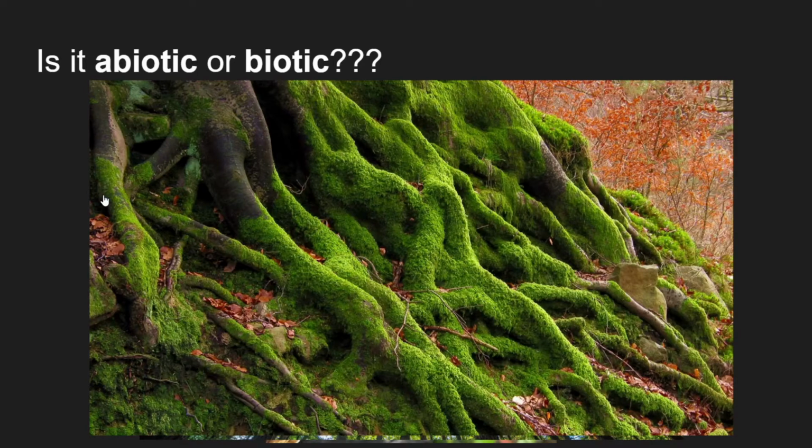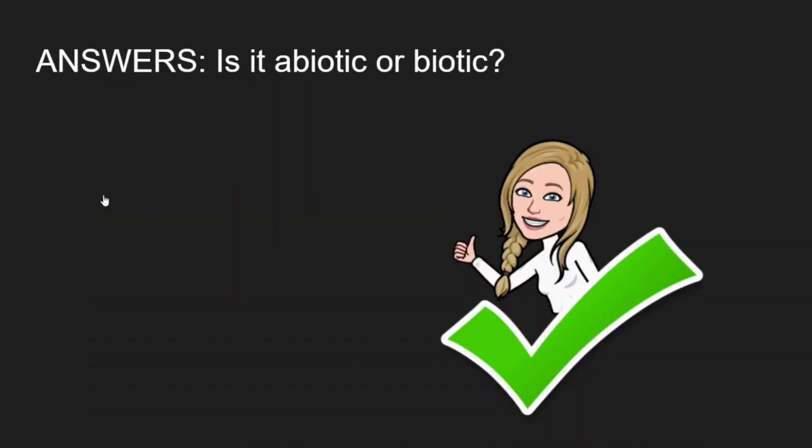Well, let's check our answers. Okay, let's see if you got them all right. Water is abiotic. Yes, it moves and sometimes it almost seems so lively, but water itself is just a chemical, okay? It is non-living. Sometimes things live inside of water, but water itself is non-living. Fish are living, so they are biotic.